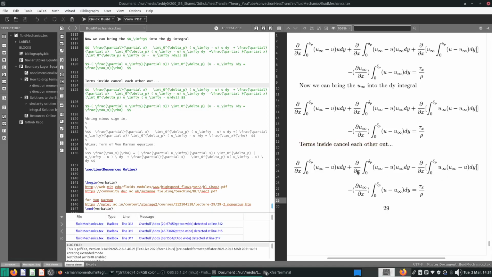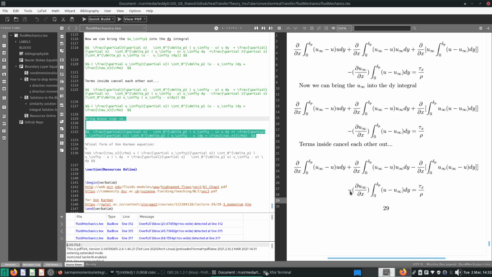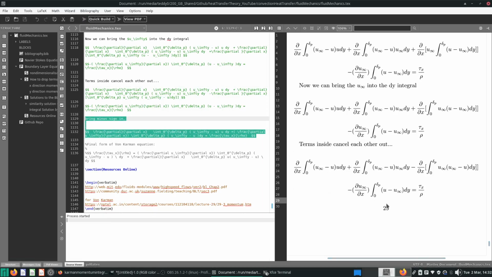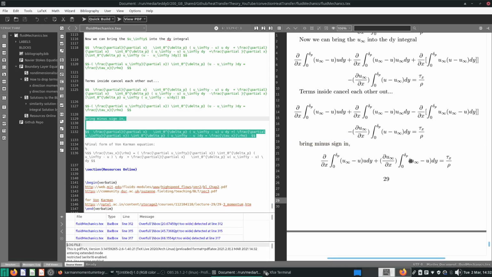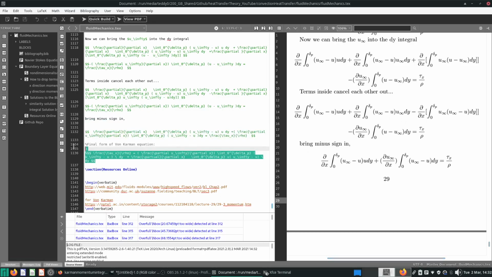Okay, so look at this. This term and this term are negatives of each other. So you just take out the minus sign and you can cancel off these two terms. They disappear very nicely. Once you do that, your final step is to bring this minus sign in here, so you leave it as a plus on the outside, and these two terms will disappear. And you're pretty much at your final form of von Karman's equation.